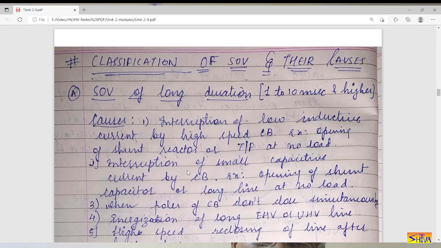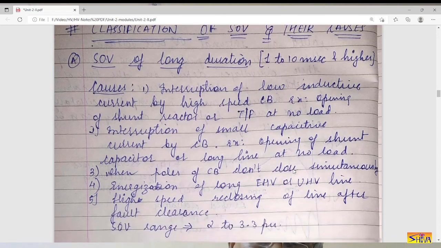Second is interruption of small capacitive current by circuit breaker. Example, opening of shunt capacitor or long line at no load. So these are the two situations where switching over voltages of longer duration are generated due to opening of circuit breaker or clearing the small capacitive current.